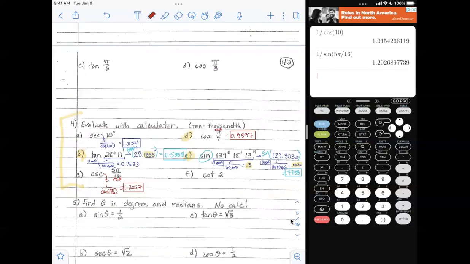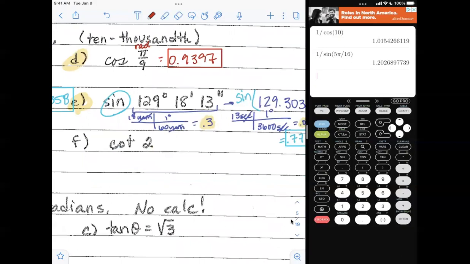All right, last one of this type at least is cotangent of 2. Now this one's a little bit tricky. I'm going to tell you that 2 is a radian. And my question to you would be, do you know why I think that's a radian? Notice that I don't have a degree sign. So it's just a 2 by itself. There's no degree up here. Yes, I know that most of our radians have pi's in them, but it doesn't have to have pi. It just can't have a degree sign.